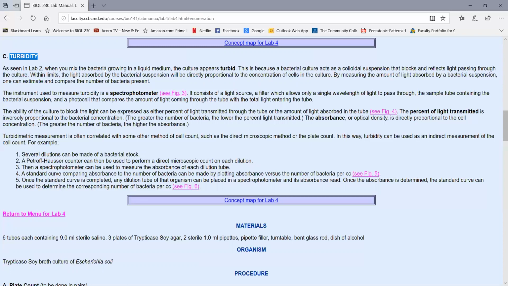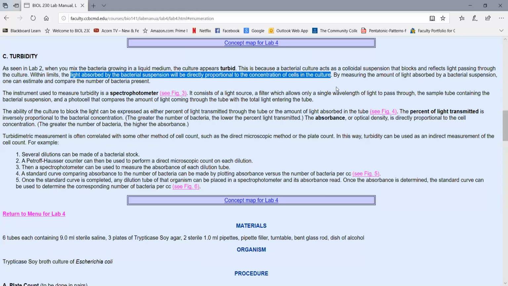So we saw in lab 2 that when bacteria grow in a liquid medium, the culture typically appears turbid or cloudy because the bacteria block and reflect the light passing through the tube. So the light the bacteria absorb is directly proportional to the concentration of bacteria in the culture, the number of cells in the culture. The greater the number of bacteria, the more light they absorb or block.